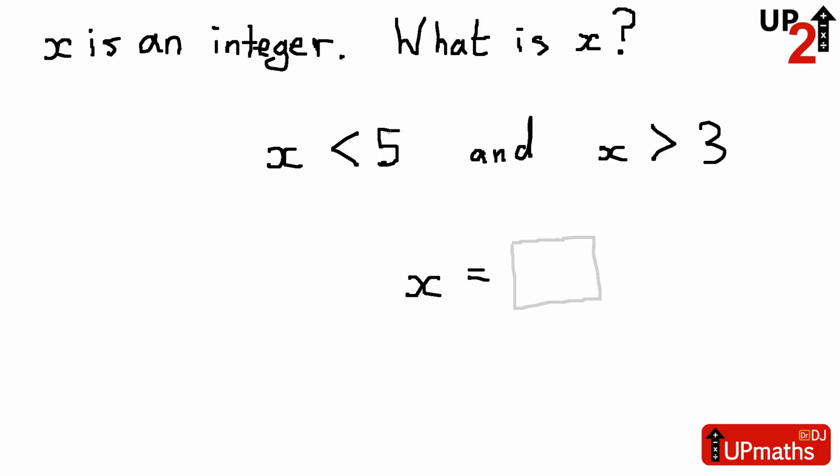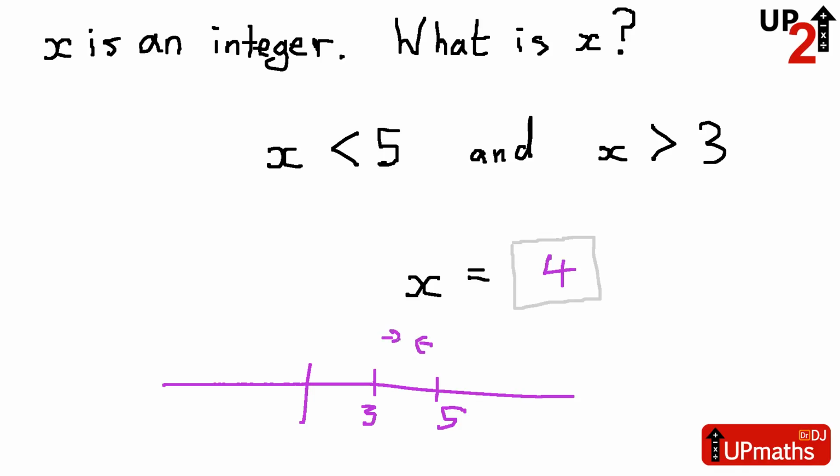Final page. Last question. This is a bit of a puzzle. Pause it if you want to have a go in your own time. x is an integer. What is x? Well, we've been told that x is less than 5 and it's more than 3. The answer is 4. If you're not sure, have a look. I'm going to draw a picture. We know that it's less than 5 and more than 3. And because it's an integer, the only possible answer is 4.